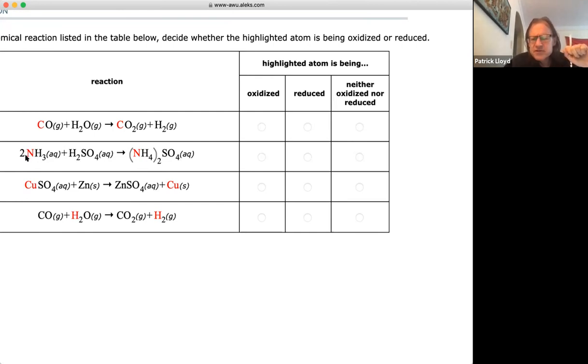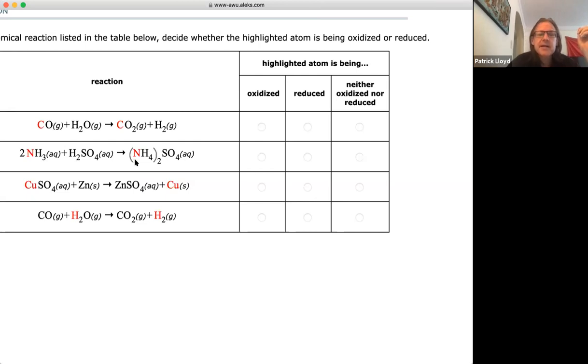Don't worry about coefficients when you're doing oxidation numbers. The coefficients are important in terms of calculating how many electrons were transferred, but it's not important in terms of identifying whether it's a redox reaction. So you can ignore the coefficients for these problems. So hydrogen is +1. There's 3 of them. So that's +3. So that means the nitrogen's got to be -3.